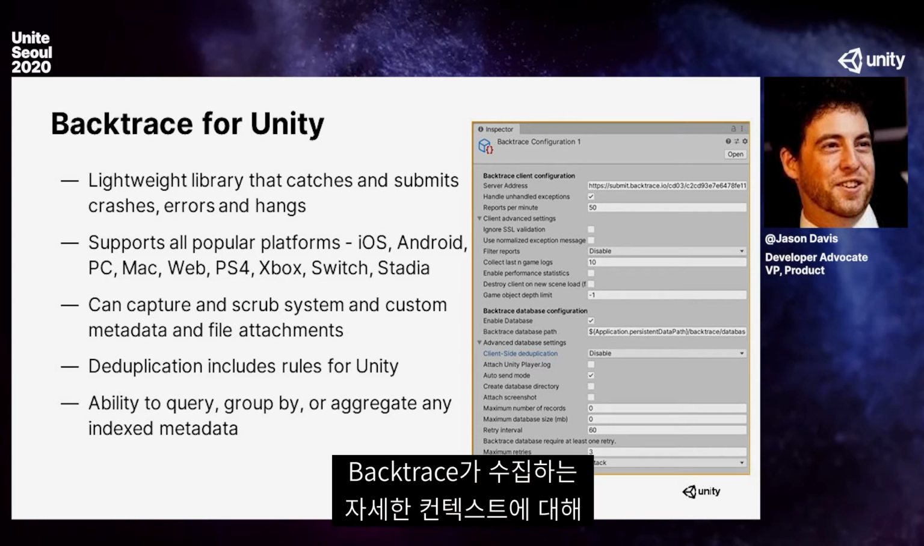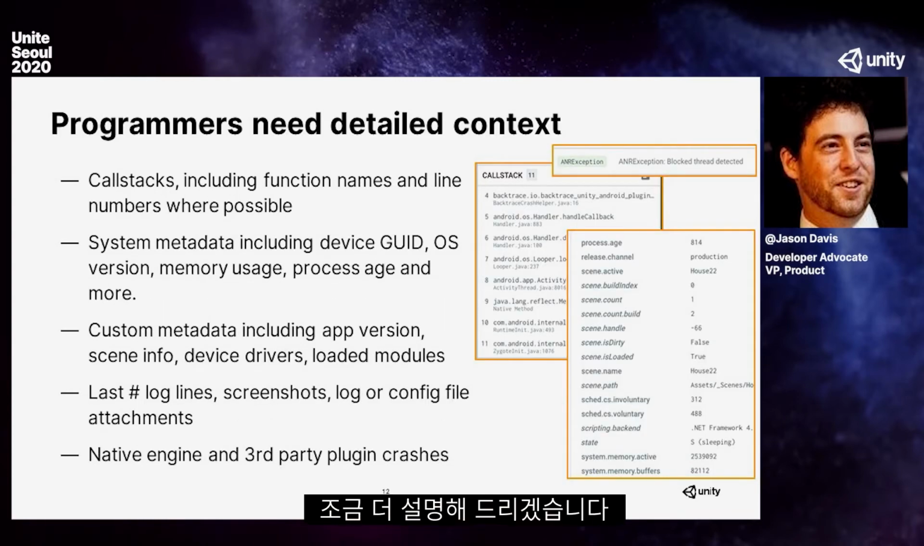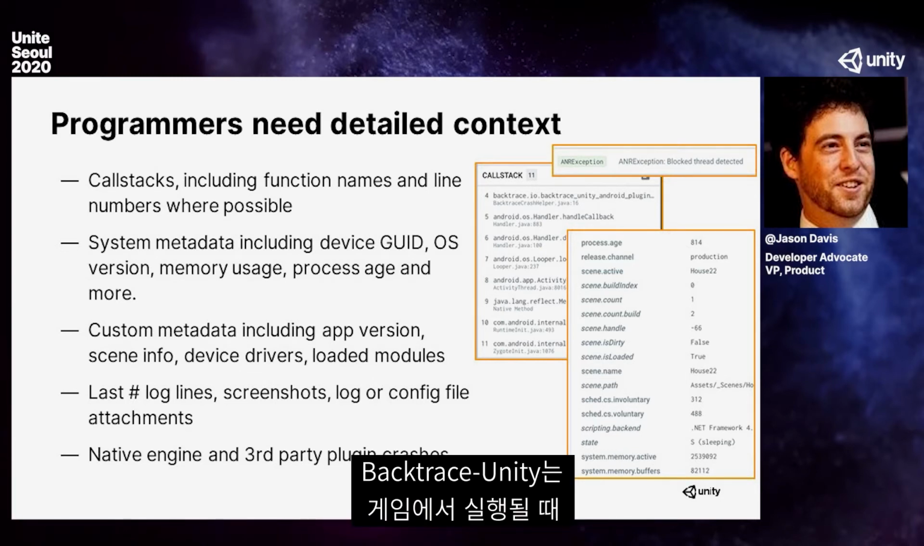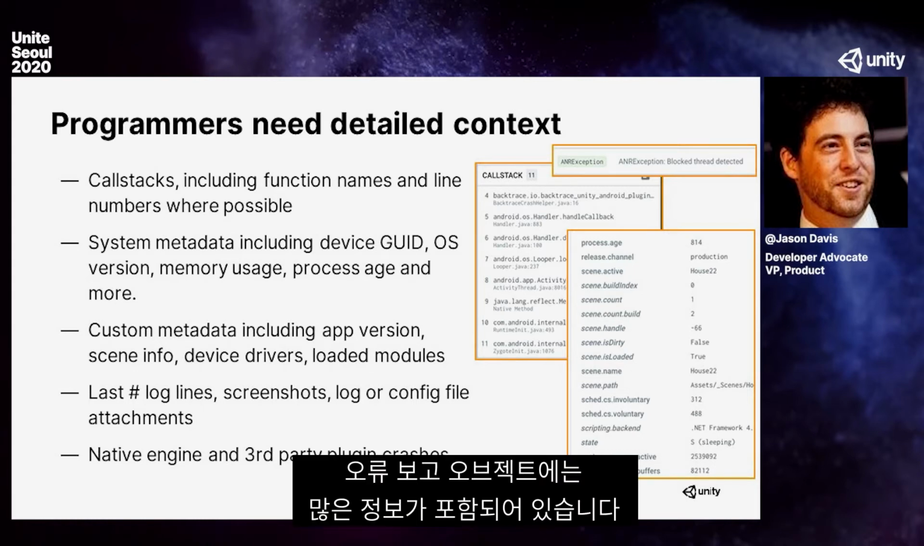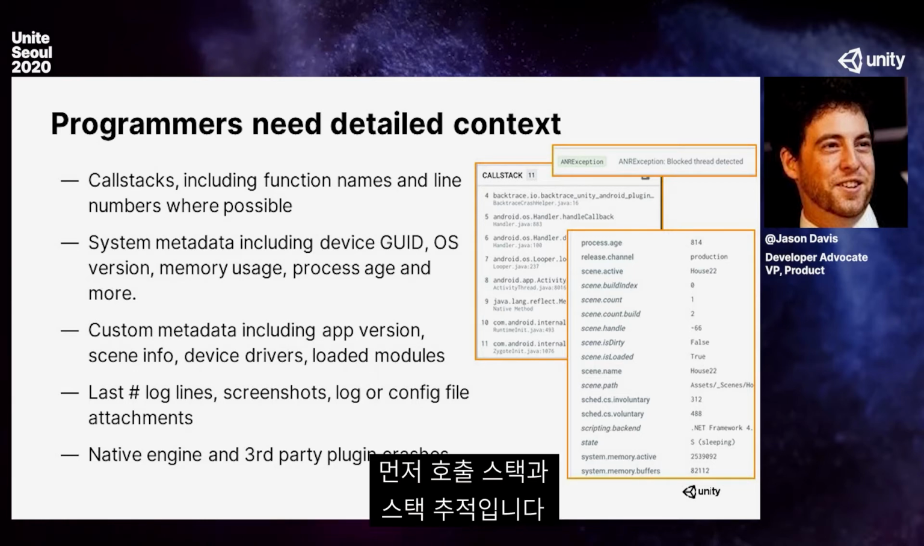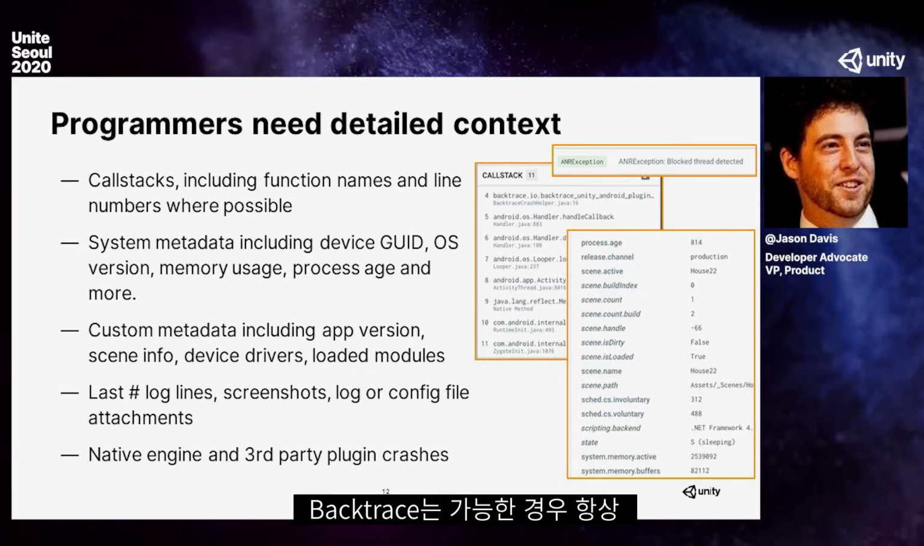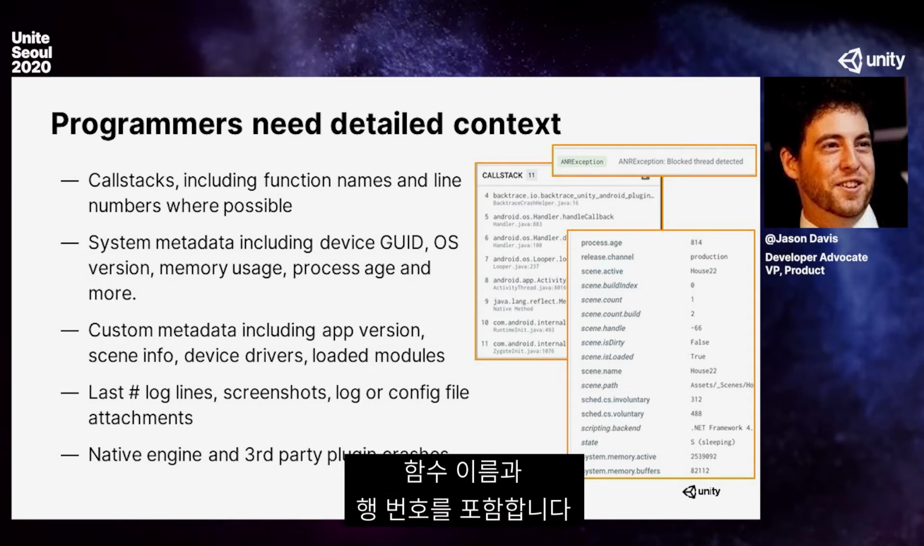So a little bit more about the detailed context that we're collecting. When Backtrace Unity runs in your game, it generates what we call a Backtrace report object. That Backtrace report object has a lot of the information that's listed here. So first off, the call stack and the stack trace. And we're going to include function names and line numbers wherever possible.